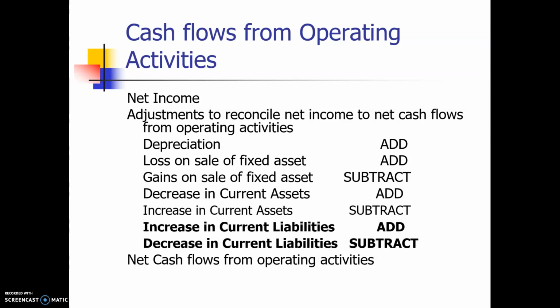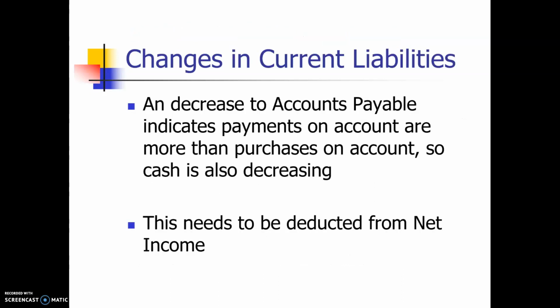And so where our adjustment was the opposite for current assets and current liabilities, for current assets, right? If it was a decrease to a current asset, the adjustment was to add. If it was an increase to a current asset, the adjustment was the opposite and we subtracted. When it comes to current liabilities, the adjustment will go in the same direction. So if we increase a current liability, our adjustment will be to add. A decrease to a current liability, our adjustment is to subtract. And let's talk about why that is.